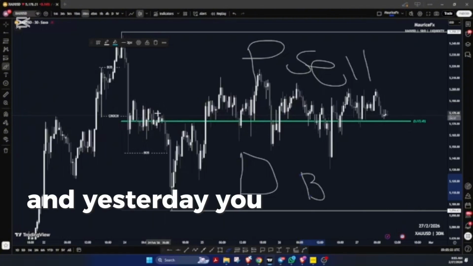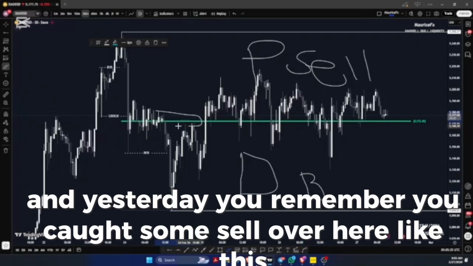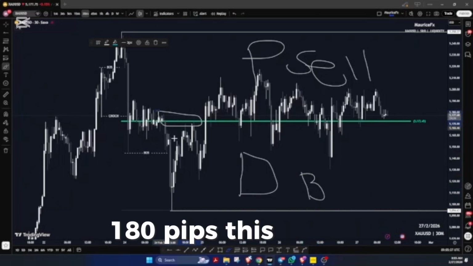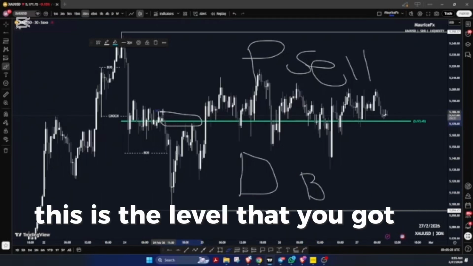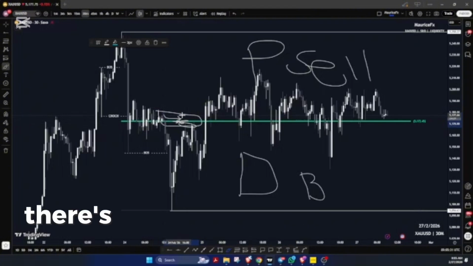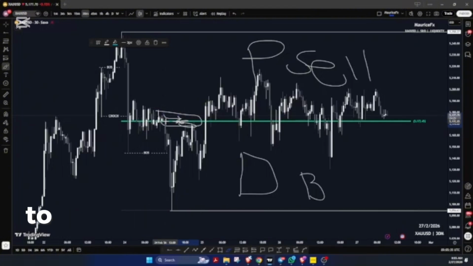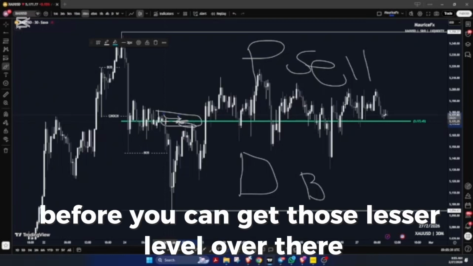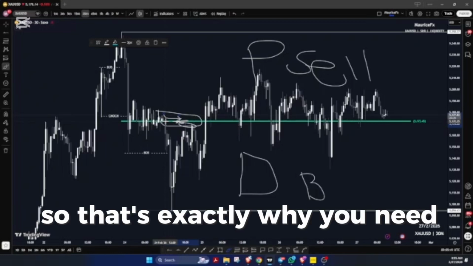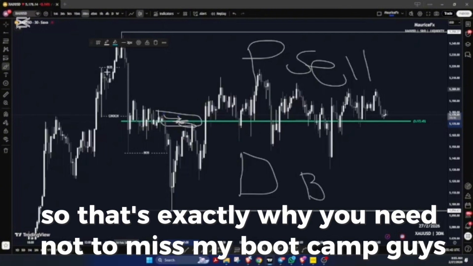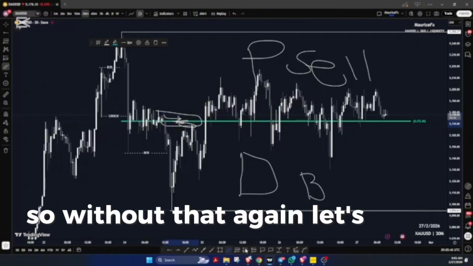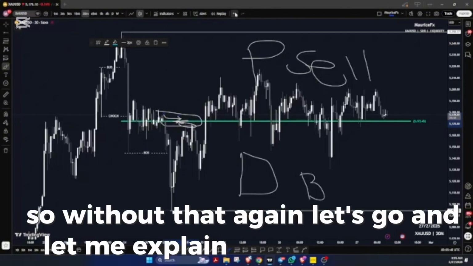And yesterday, you remember we caught some sell over here like this, 180 pips. This is a sell. This is the level that you got the sell. You need to be able to apply some kind of strategy to this chart before you can get those lesser levels over there. So that's exactly why you need not to miss my boot camp, guys. So with that again, let me explain something again.